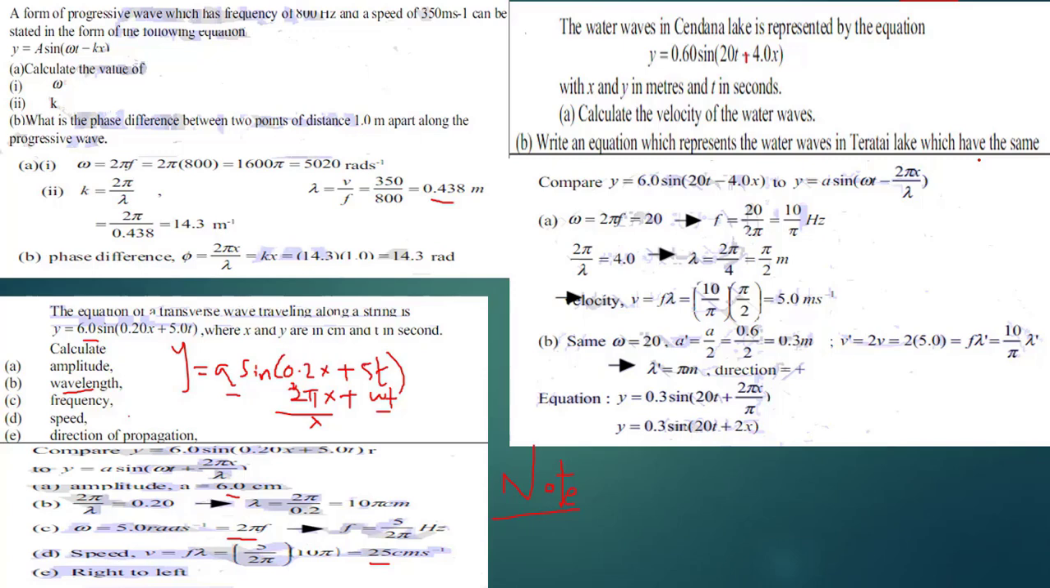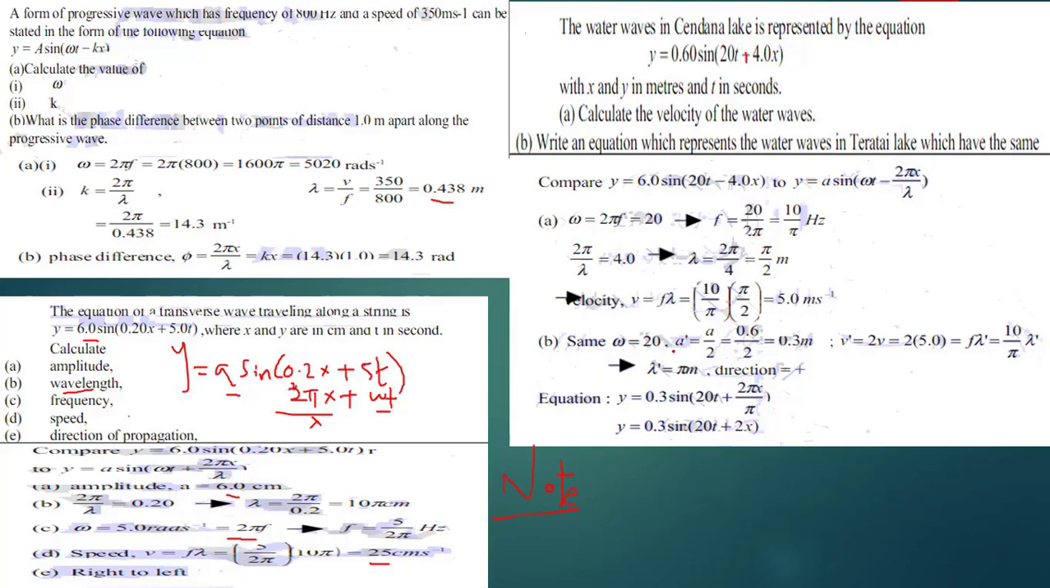Write an equation which represents the water waves in Teratai Lake which have the same angular velocity as above, half the amplitude and twice the velocity, and it is going in the opposite direction. So you write an equation. You know that your equation finally should have a positive direction, as you have seen. Changes in the velocity change everything, as you can see.